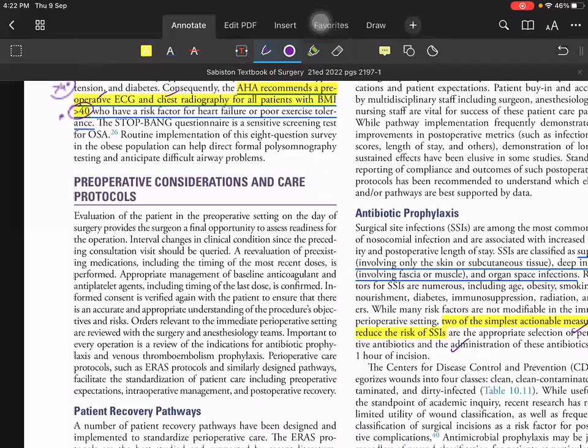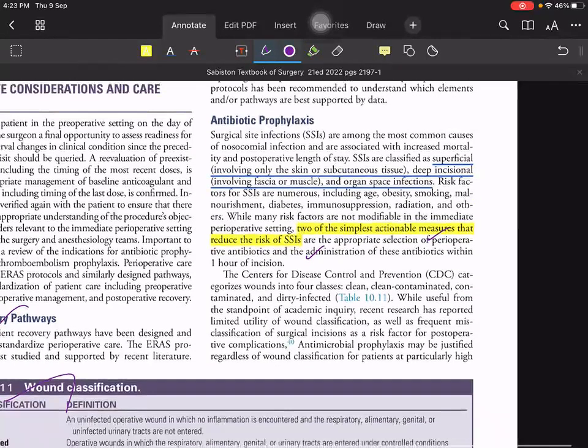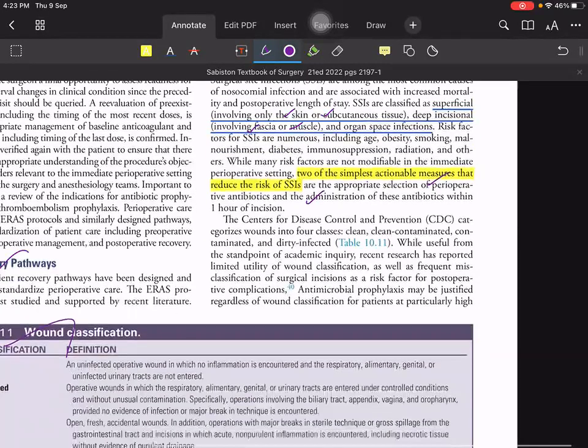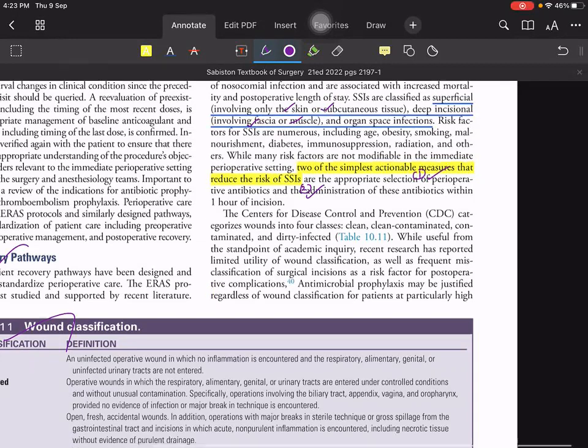And what about antibiotic prophylaxis? Superficial infection means only skin and subcutaneous tissue, and deep infection means fascia and muscle. Two of the simplest actionable measures reduce the risk of SSI. What are the two? One is perioperative antibiotics, and the second is administration of the antibiotic within 1 hour of incision. So first, an appropriate antibiotic is needed. Second, appropriate timing is also important. Both of these reduce surgical site infections very quickly.